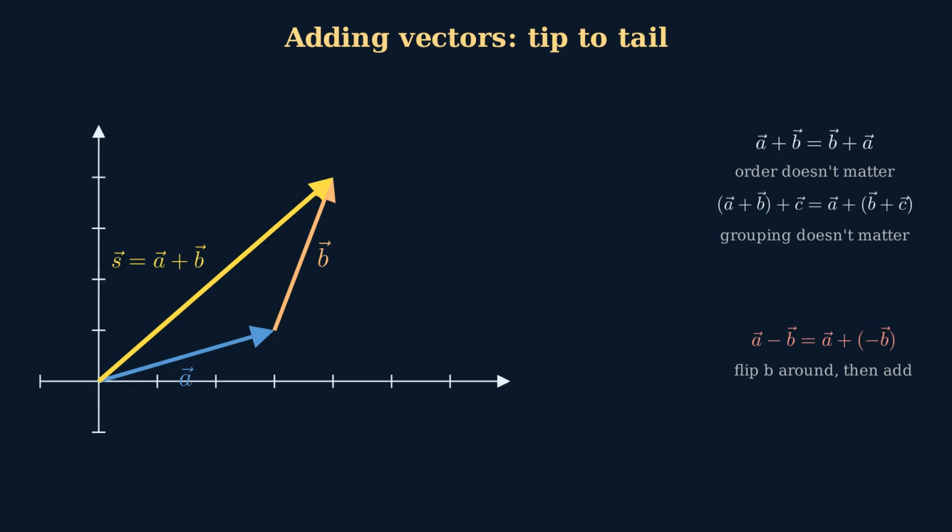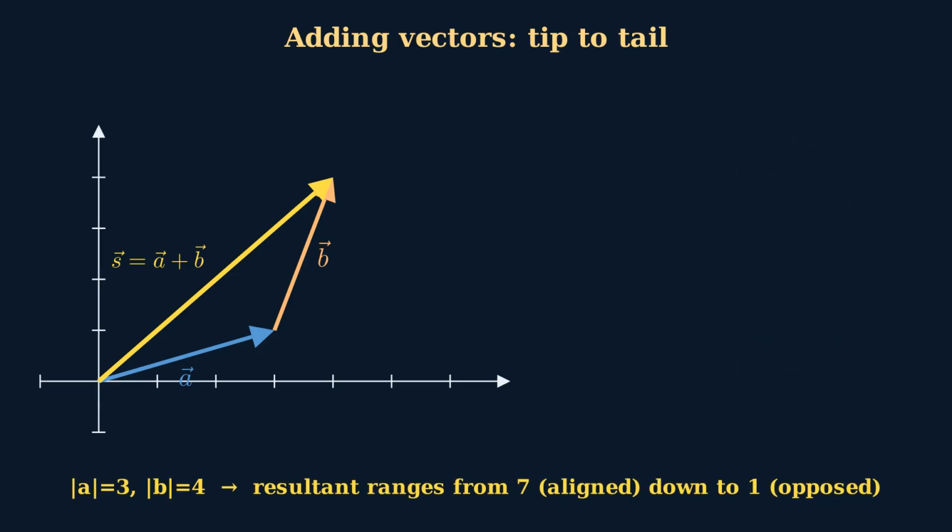One caution before we move on, you may only add vectors of the same kind. Two displacements, fine. Two velocities, fine. But a displacement plus a velocity is meaningless, like adding 12 meters to 21 seconds. Quick check before we leave. If A is 3 meters and B is 4 meters, how big can the resultant be? Largest when they point the same way, 7. Smallest when they fight head-on, just 1.